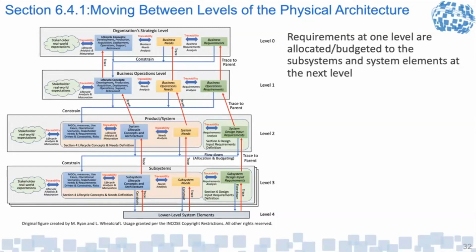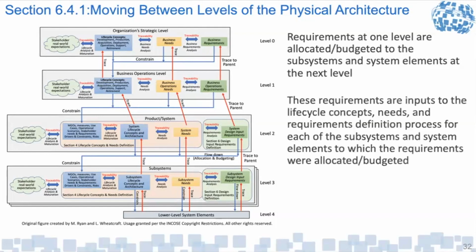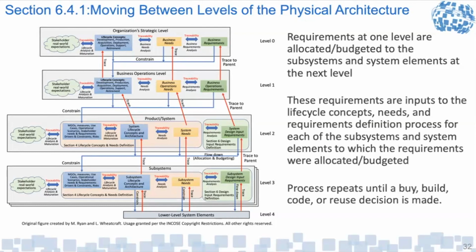And this repeats until I need no further elaboration and I'm ready to actually implement those design input requirements into design. And then we've crossed the line between design input and design output. All these requirements, like I say, are inputs into the lifecycle concept, needs, and requirements definition. And the process then repeats until we make the buy, build, code, reuse decision.